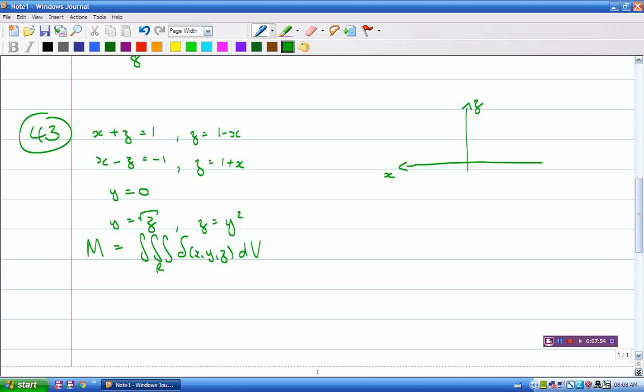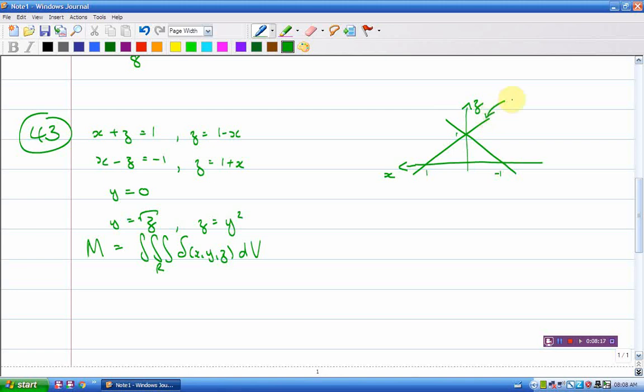Okay. Z equals 1 minus x, z equals 1 plus x. Those are two nice, simple little straight lines. Both of them cut the z-axis at 1, but one of them has a positive slope and one of them has a negative slope, so they look like this. Okay, that should be symmetric. It doesn't look very symmetric, but it should be. That's 1, that's minus 1.